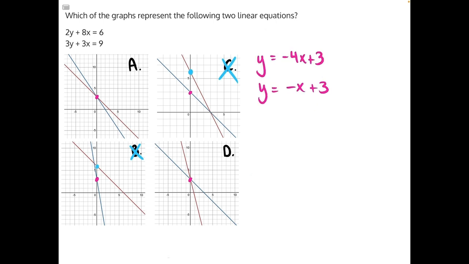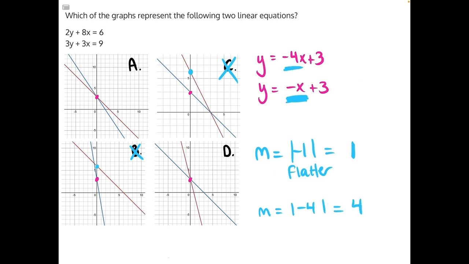At this point, the only way to differentiate between A and D is by looking at their slopes. The smaller the absolute value of a slope, in this case, negative 1 would become positive 1, the smaller the absolute value of a slope, the flatter the line is going to be. The larger the absolute value of a slope, taking this slope right here, the steeper it's going to be.